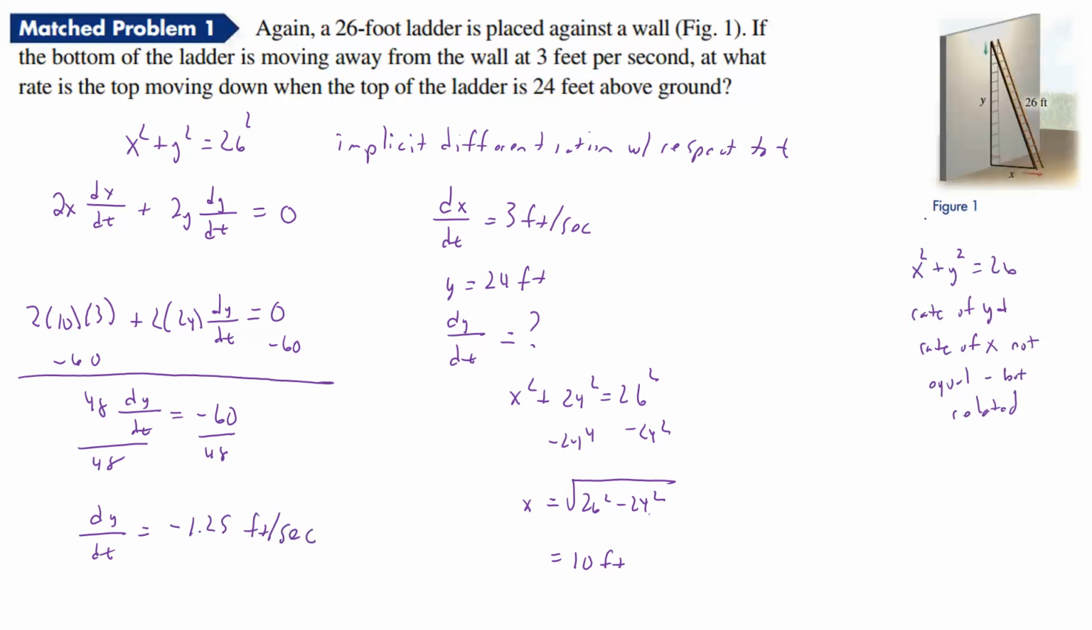So that's the rate that the ladder is sliding down the wall. Now remember, this one was going out 3 feet per second. This one was going down 1.25 feet per second. So they're not equal, as we stated over here, but they're related, based on that hypotenuse. And so that is the solution to this problem that they're asking for. Okay, so let's stop there and we'll come back for more.